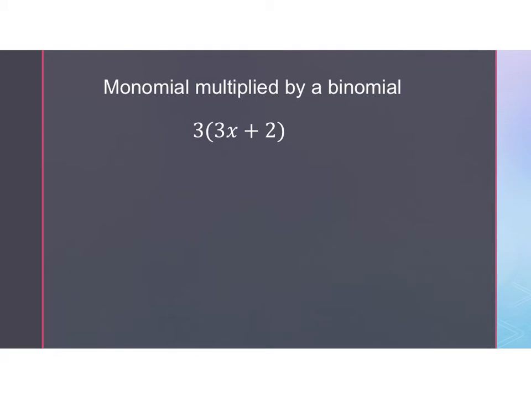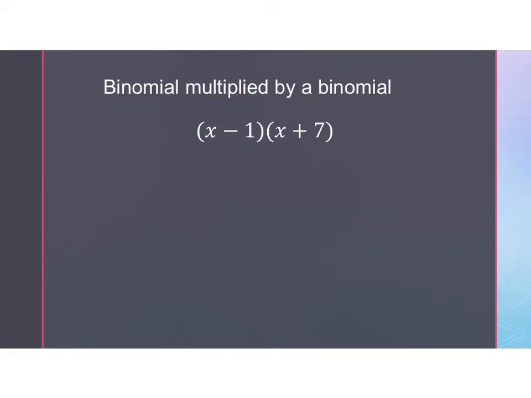So the first one I want to look at is when we multiply a monomial times a binomial. So if it's something like 3 times (3x plus 2), remember when we are multiplying this, we're going to take this 3 and distribute it to both of those terms next to it. So we would end up having 3 times 3, which is 9x. Then 3 times 2 would be plus 6. So our answer is 9x plus 6. So we distributed the 3 to both terms.